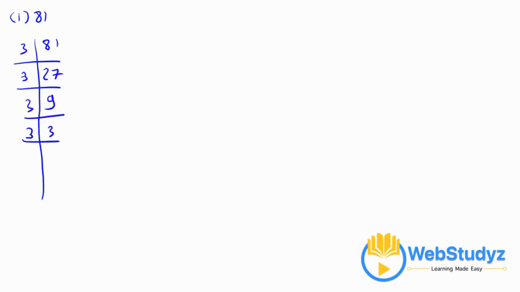First number is 81. Let's take the LCM of 81. It will be divided by 3, we get 27. Again divided by 3, we get 9. Again divided by 3, we get 3. Again divided by 3, we get 1. So 81 has the factors 3 into 3 into 3 into 3. So here we can see that we have one triplet.